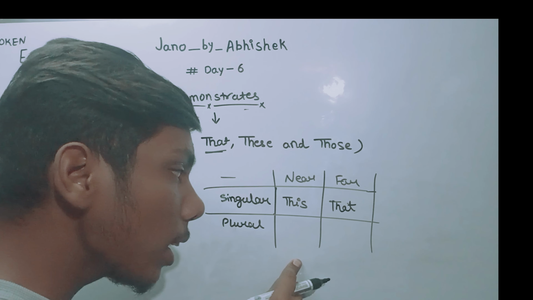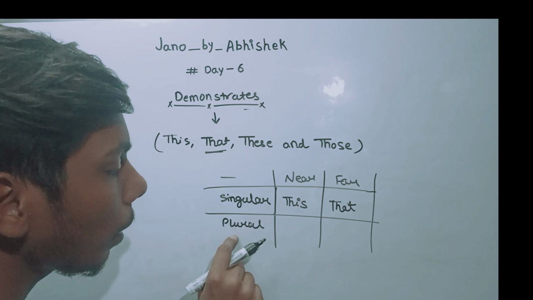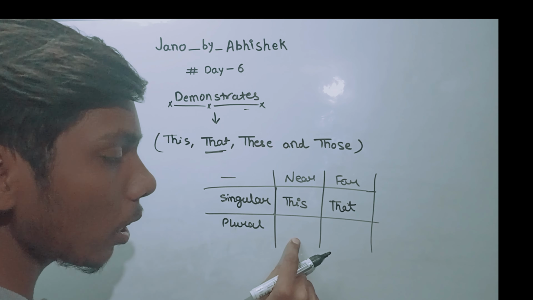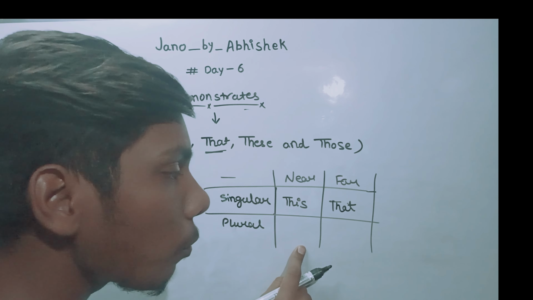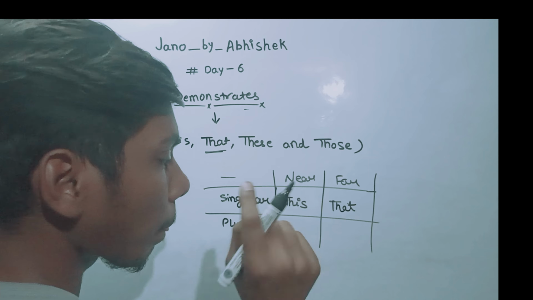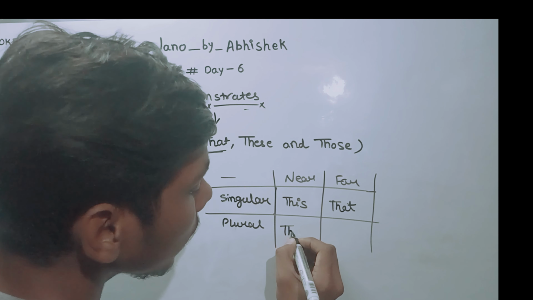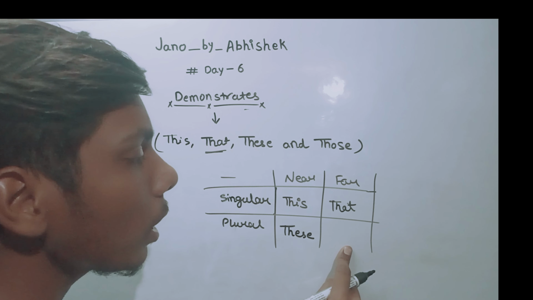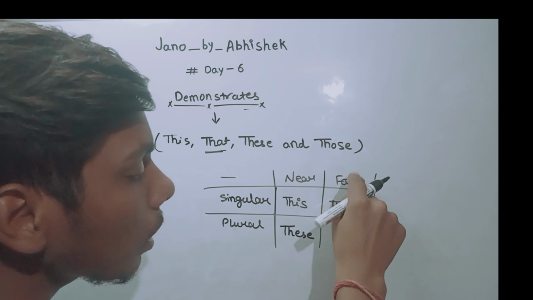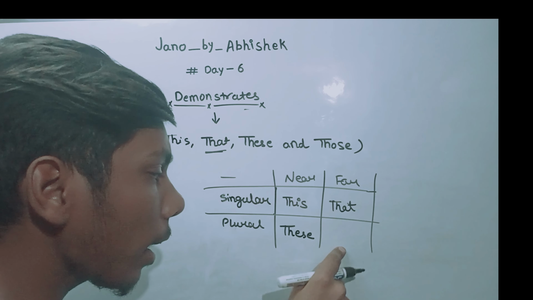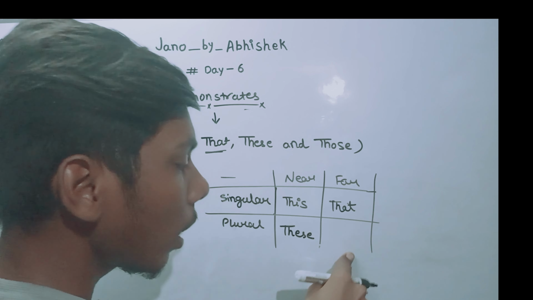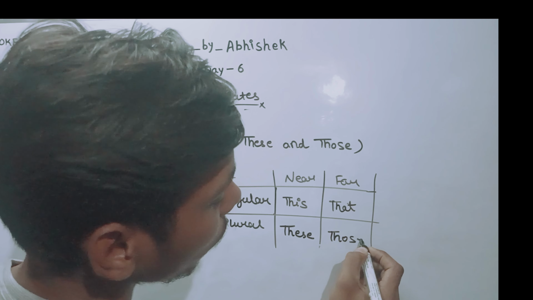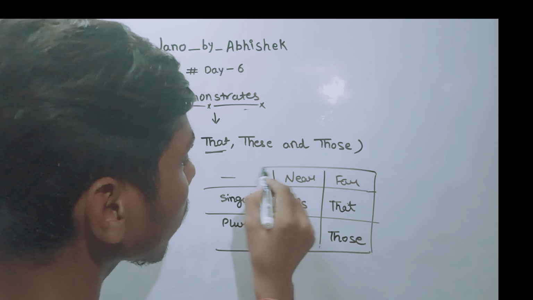Now the object is near to us but it is not singular, it is plural, meaning more than one. Then what will we use? Yes, we will use these. Okay, now see the last one. When the thing is far and plural, then what will we use? Those. Okay, is it clear?